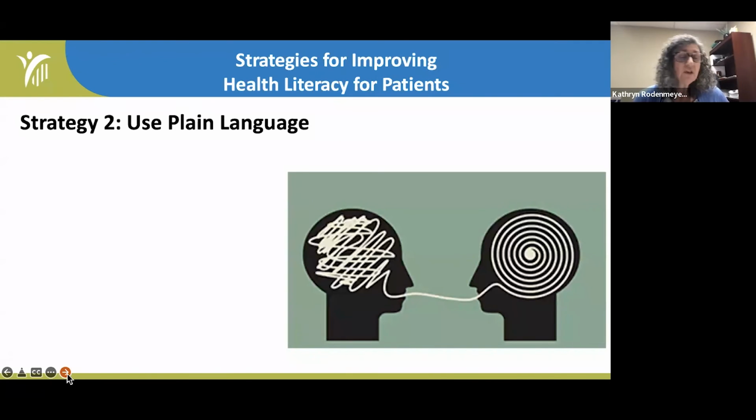Although plain language is a familiar idea, many don't use it as often as they should. Did you know that there's actually a law that the federal government uses around language? It's called the Plain Writing Act of 2010, and it requires federal agencies to train staff and use plain language when they communicate with the public.